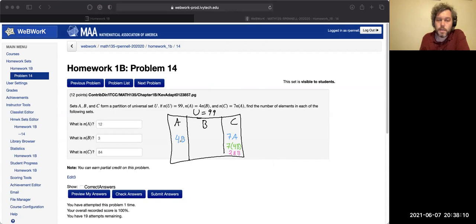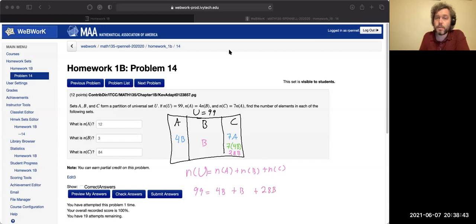So I have 4B's here, 28B's here, and 1B here. The universe equals the number of elements in A plus the number of elements in B plus the number of elements in C. So if I add these up, I could solve for B pretty easily. I could say that 99 equals 4B plus B plus 28B.